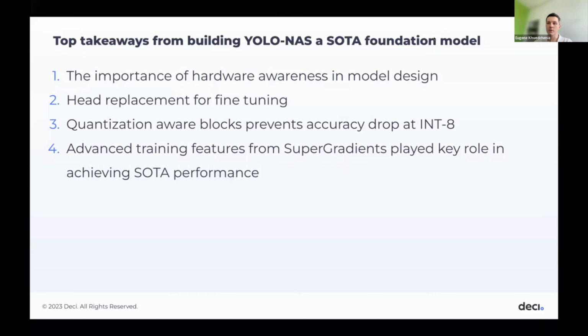I see a bunch of questions, so I'll address them here now. Is neural architecture search applied only in the backbone or decoder too? Neural architecture search was applied everywhere, so on all the model parts.